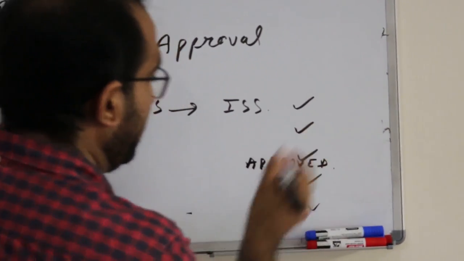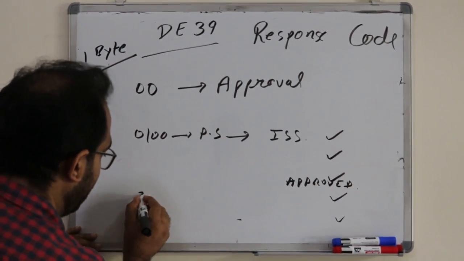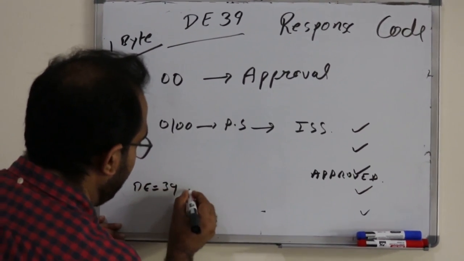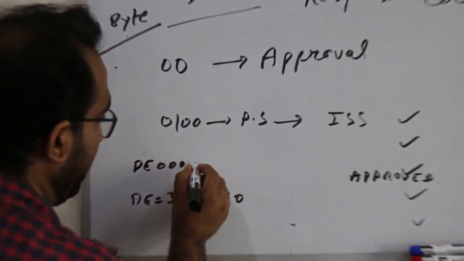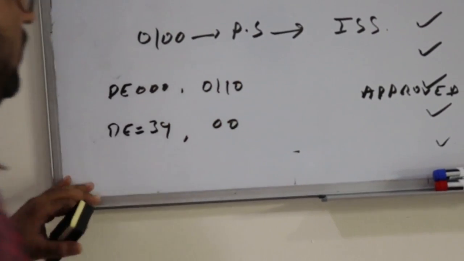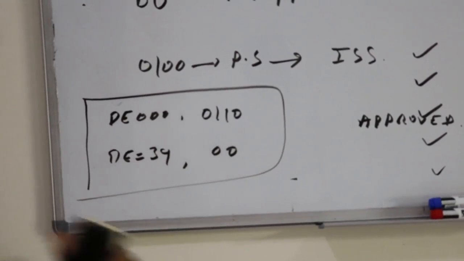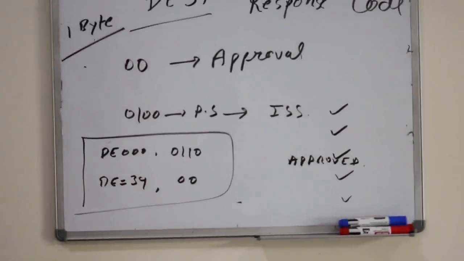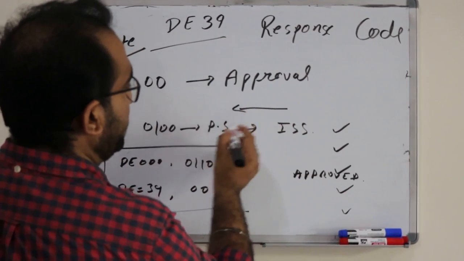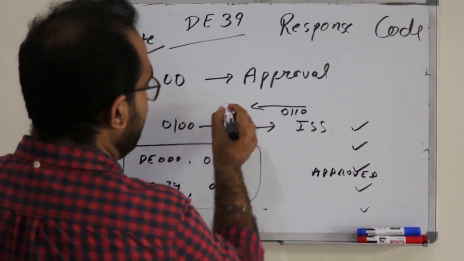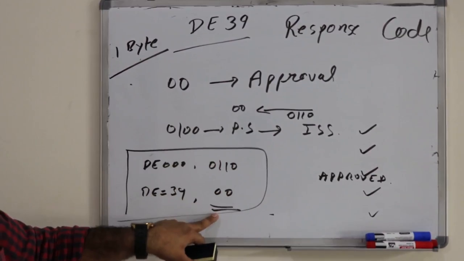So what does it mean? They will fill data element 39 with 00. The issuer will say 39 is 00, and MTI is 0110. So they will send this combination back. The other fields will also be there, the processing code or data element 3, data element 32, all the other fields will be there. But based on 39, the issuer will send a response back to the payment system. The payment system will read this value and log it in their processor and database also as an approval.